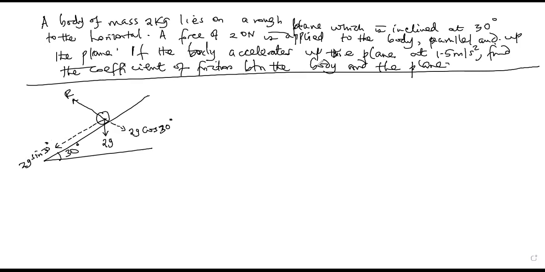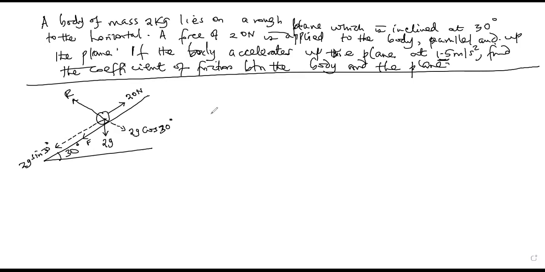They are saying that a force of 20 newtons is applied to the body parallel and up the plane. So if the force is applied up, the frictional force will be moving the body where? Downwards. They have given us acceleration as 1.5, and they want us to find the coefficient of friction.